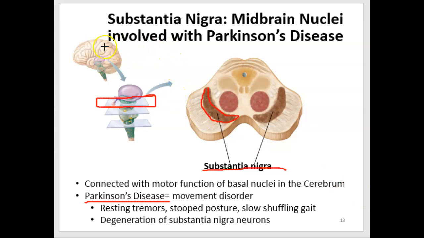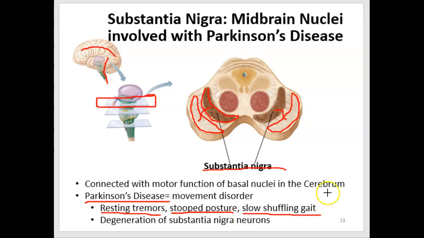So motor information on its way from the cerebrum through the cerebral peduncles, these are the cerebral peduncles right here, can also be influenced by neurons coming from the Substantia Nigra. So it's like fine-tuning movements. Without the Substantia Nigra functioning, patients experience resting tremors, inability to have erect posture, so they're kind of stooped over. They have a slow shuffling gait, and what's also noticeable is it's hard for them to initiate movements.